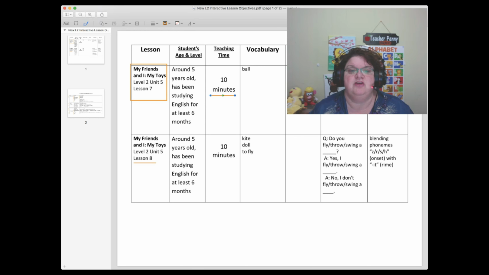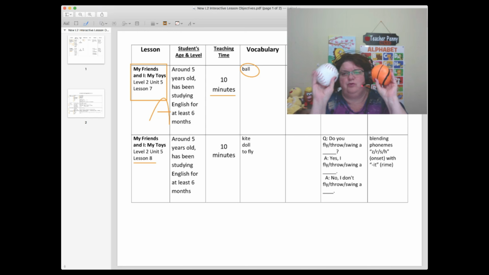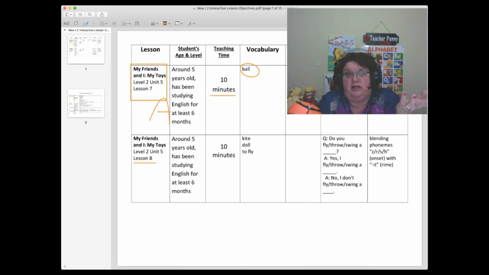The vocabulary that you're teaching in the A lesson is the word ball, and then the verb is to throw. So obviously you're going to need a ball. Make sure that you have a ball, maybe a couple of different kinds. It doesn't really matter, but just have a ball of some kind. I like to have these smaller ones. I don't want big ones in here, but I have several of these smaller balls that I use all throughout my lessons.